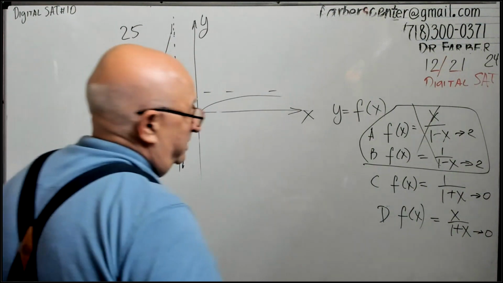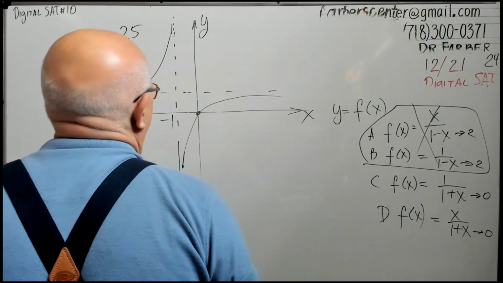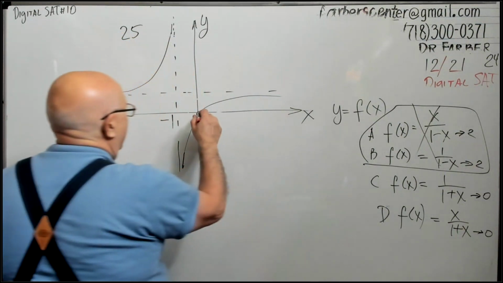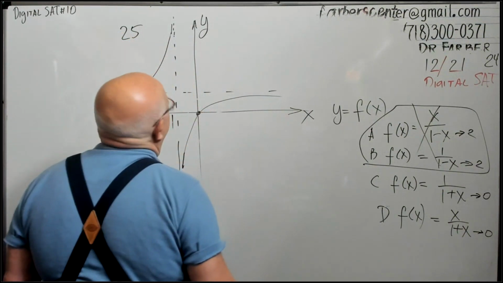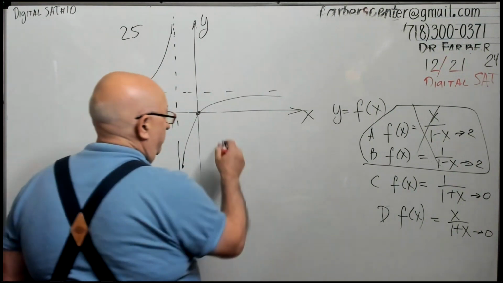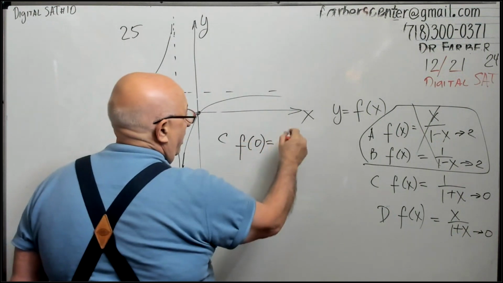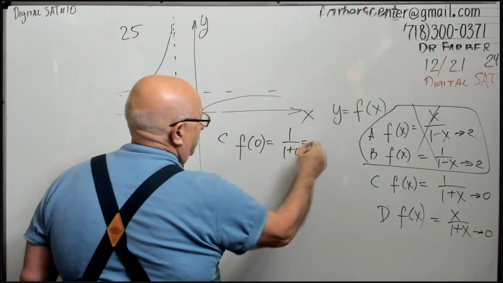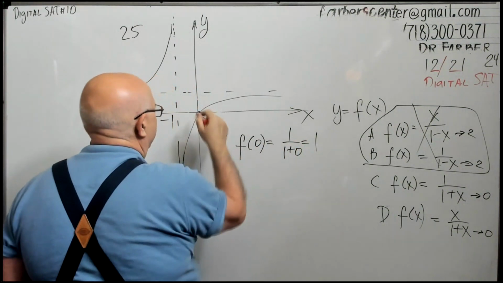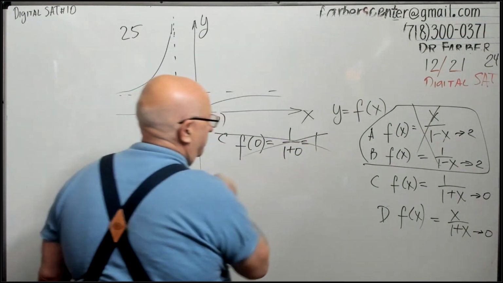Now, some specific points over there. If you look, when x equals 0, y equals 0. Plug in, for instance, C. F of 0 equals 1, 1 plus 0, which is 1. No. It should be 0, 0. This is not good. This also is eliminated.